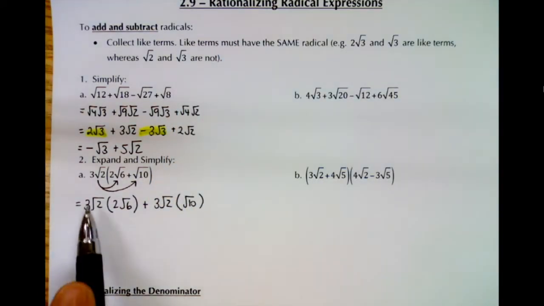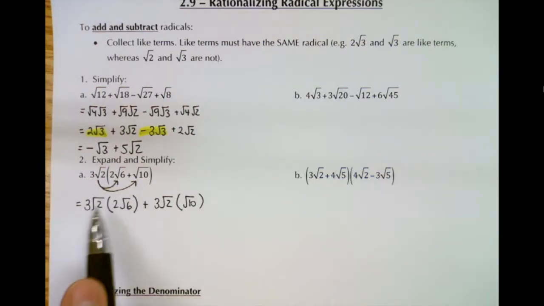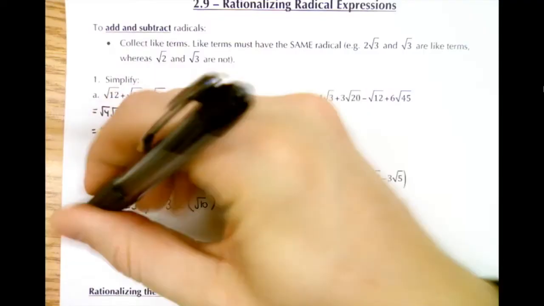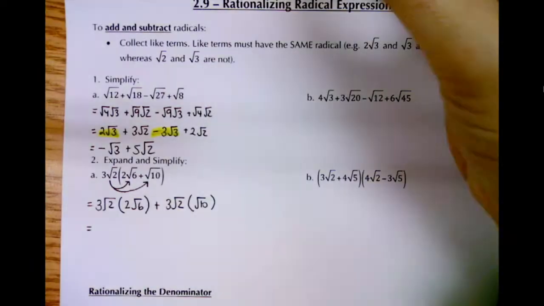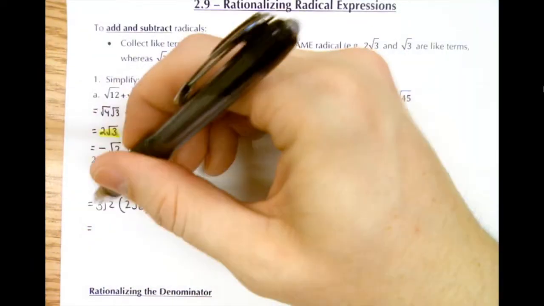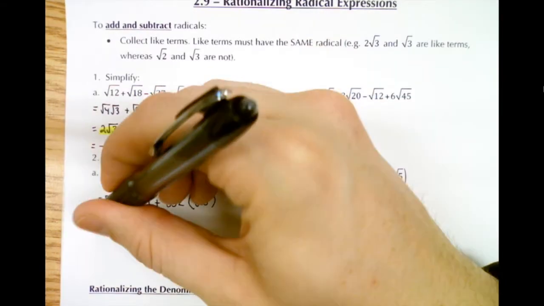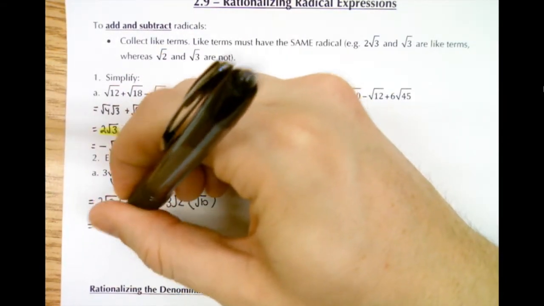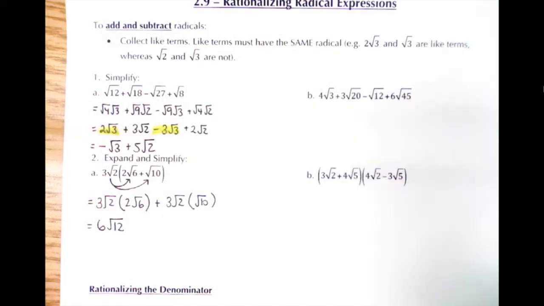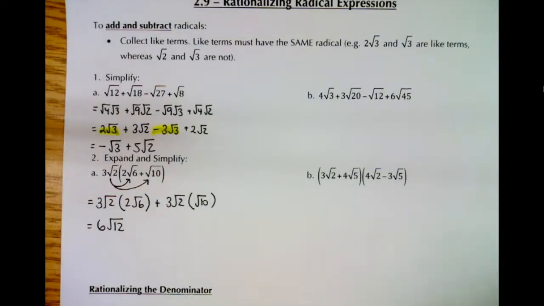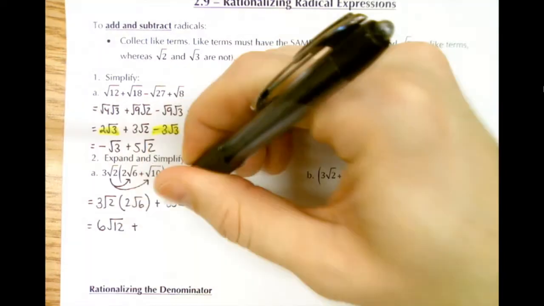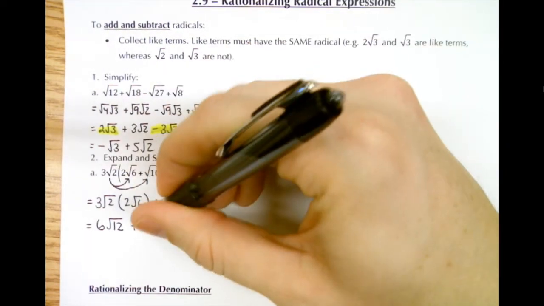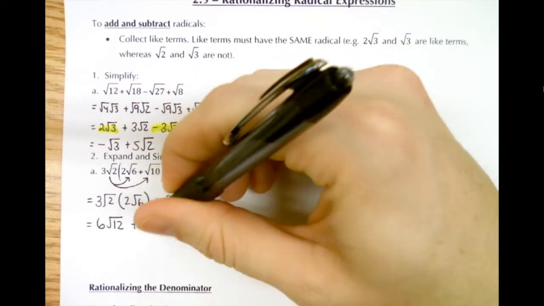We get two different multiplications. 3 root 2 times 2 root 6 is the first one. 3 root 2 times root 10 is the second one. How do you multiply radicals? You multiply the coefficients, and then you multiply the radicals. 3 and 2 is 6. 2 and 6 is 12. 2 and 6 are under the roots, so they go under the root in the answer. Next one, 3 root 2 times root 10. 3 times 1, the coefficient, is 3, and 2 times 10 is 20.